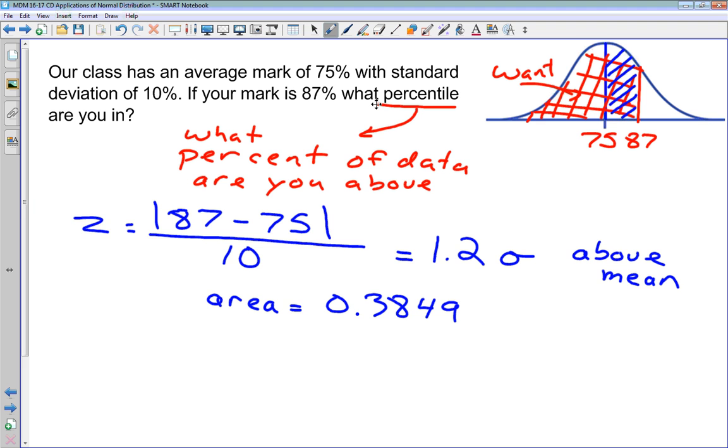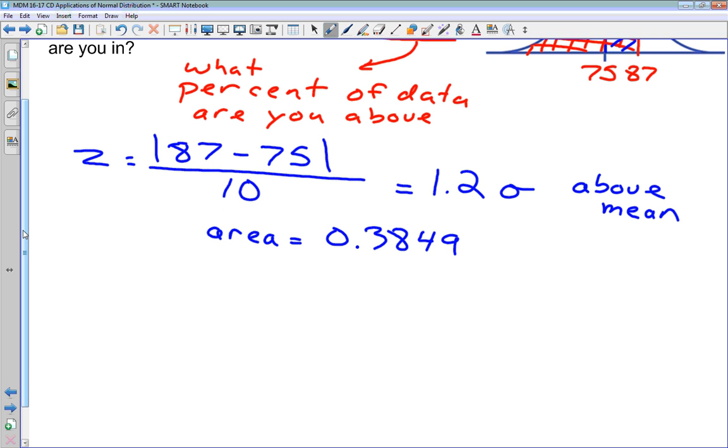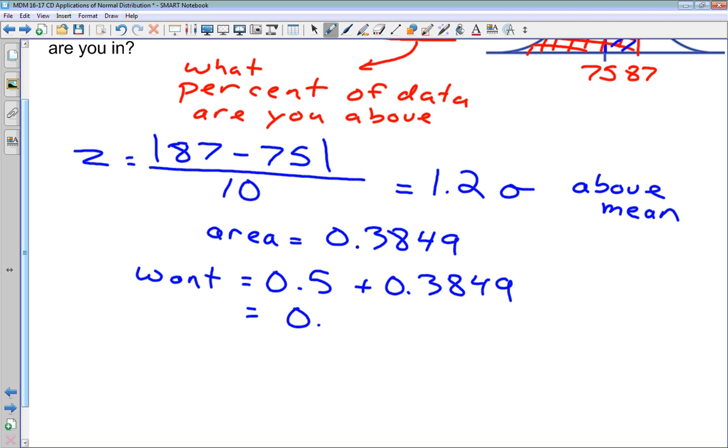So in order to get our percentile, we know that it's 50% of the data up to the mean. We just have to add on the area from the mean up to our value. So the area that we want is half the data, 0.5, plus our 0.3849, which gets us 0.8849. And if we're giving our final answer, we're probably going to round that off to the 88th percentile.